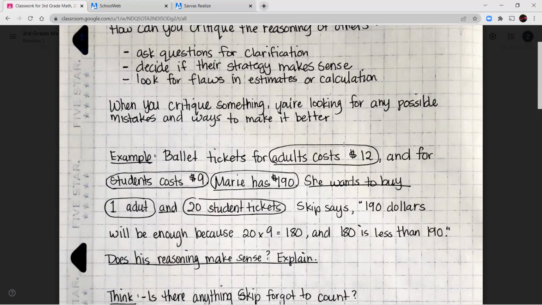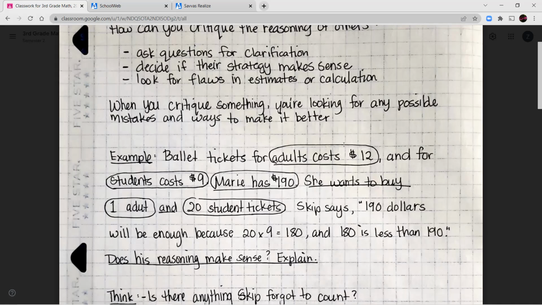Let's take a look at an example question. Ballet tickets for adults cost $12, and for students, it costs $9. Marie has $190. She wants to buy 1 adult and 20 student tickets. Skip says $190 will be enough because 20 times 9 is 180, and 180 is less than 190. Does Skip's reasoning make sense? Explain.